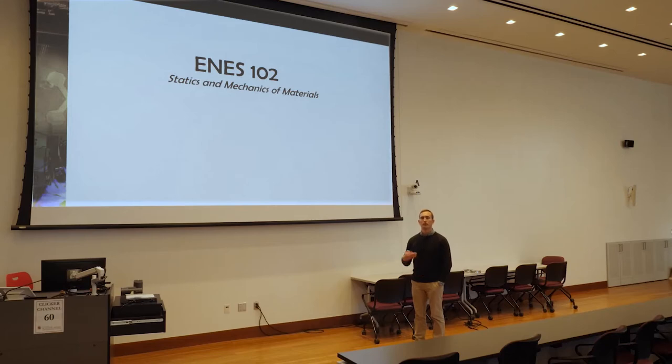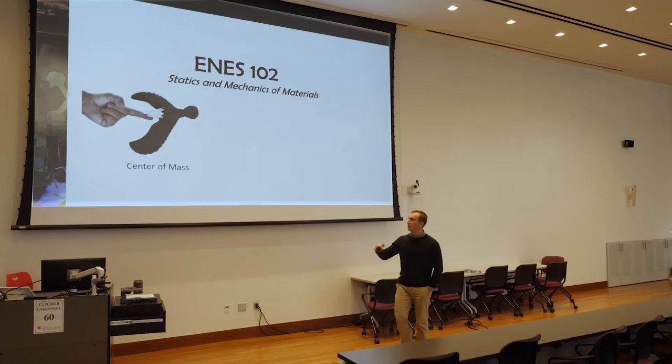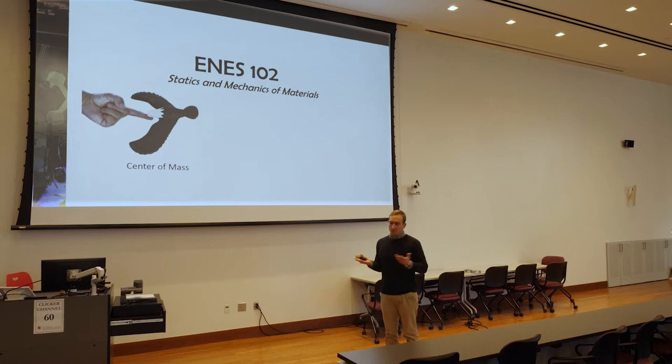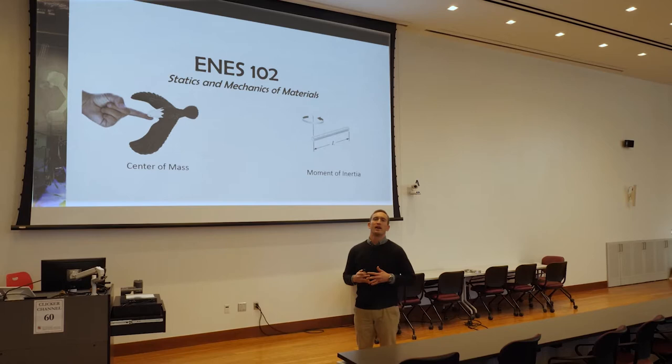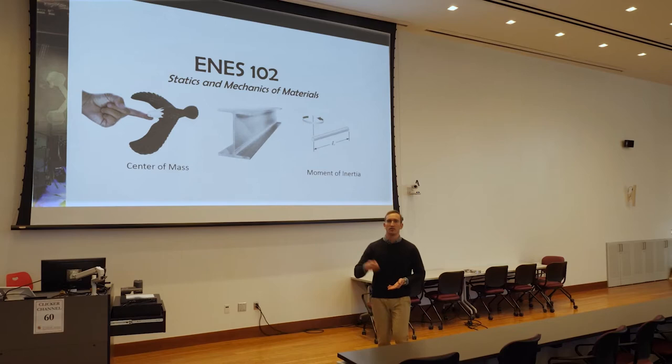Last time in class, we were talking about the idea of center of mass, which refers to where on an object the mass is located, the average location. And today we're going to start to talk about another topic known as the moment of inertia. And together, by understanding both of these concepts, we'll be able to figure out more thoroughly how structures behave when subjected to applied loads and how those structures might fail.